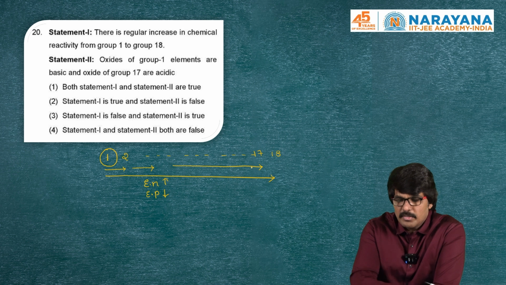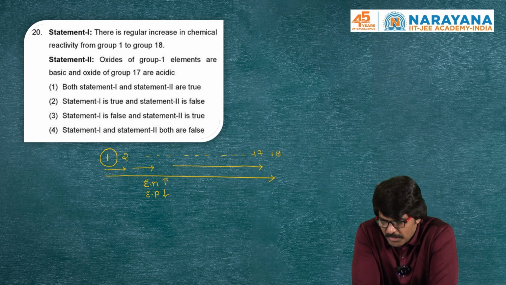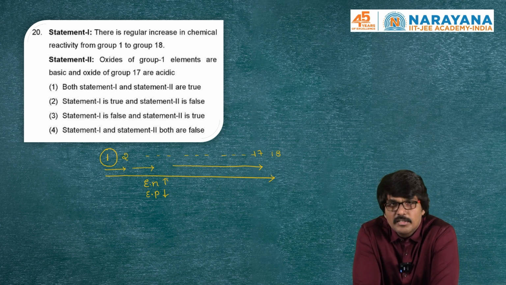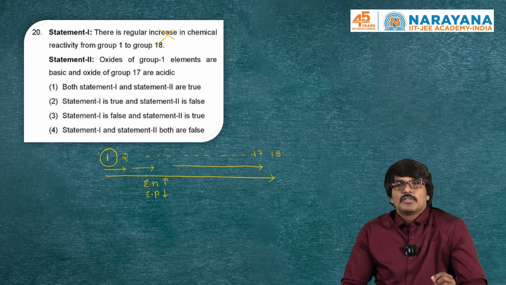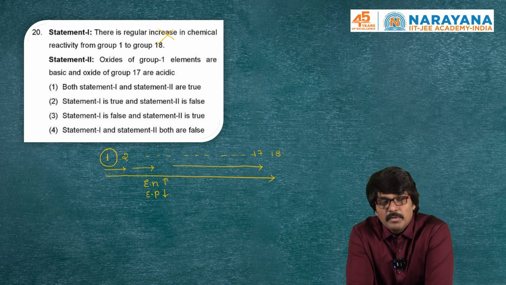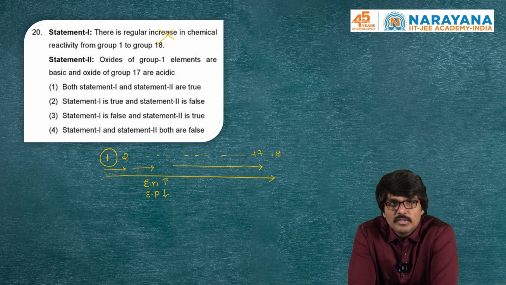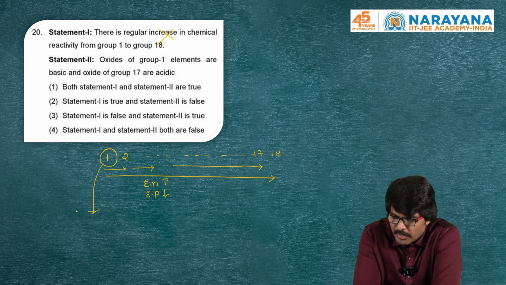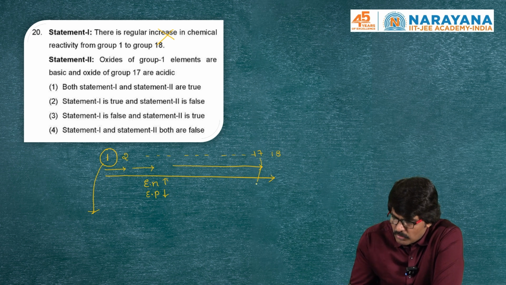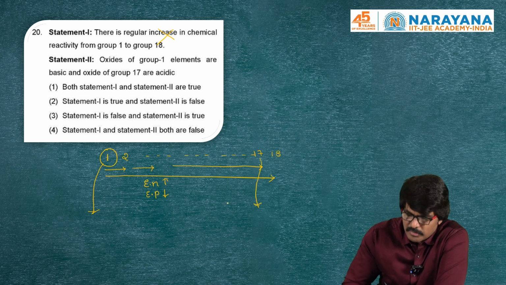So the correct statement must be like, initially reactivity decreases then increases, but he is saying there is a regular increase in chemical reactivity from group 1 to group 18, therefore that is a wrong statement. For example, if you take the s block, first group to second group, reactivity decreases. Oxides of group 1 elements are basic. Yes, metal oxides are basic, and oxides of the 17th group, these are non-metal oxides, they are acidic.